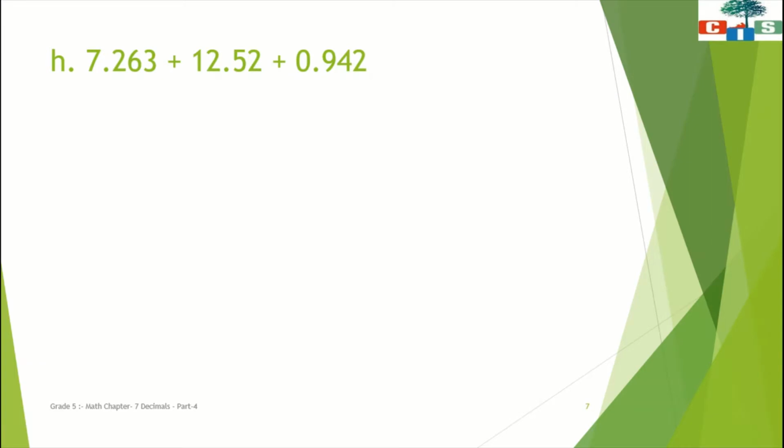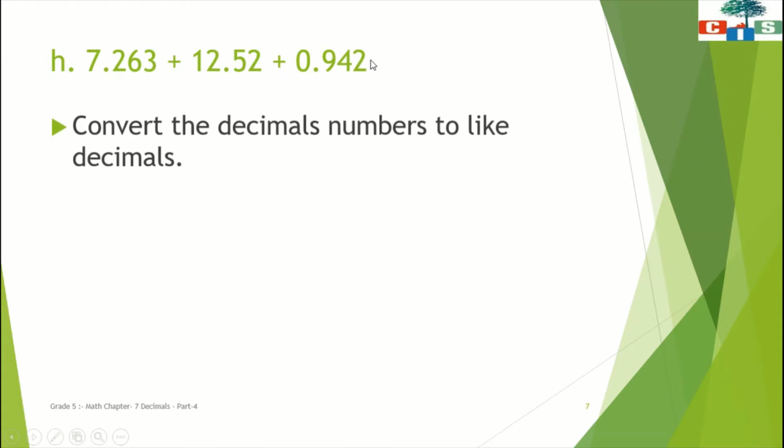So scholars, one more sum I will explain to you of three decimal numbers. Here we have sum number h, that is 7.263 plus 12.52 plus 0.942. We have to add these numbers. The first step is the same, we have to convert these decimal numbers to like decimals. So here I have converted these numbers to like decimals with the same decimal place value. See, here we have 3 decimal places, here also we have 3, and here also we have 3 decimal places. Now we can easily add.